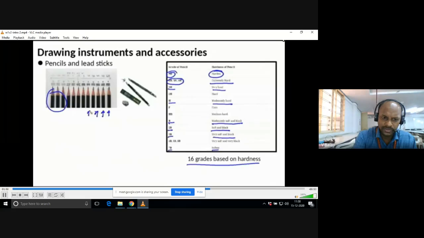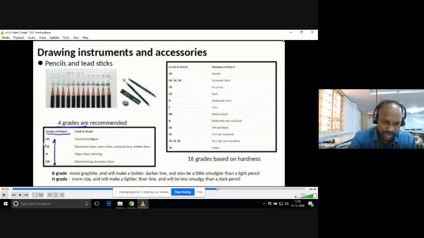Out of the four types, you see here there is 3H, 2H, HB. Out of these 2H and 3H, you can choose any one. You can use any one for drawing light lines. And HB pencil is compulsory. It is to draw thick lines or dark lines. These two pencils are sufficient.